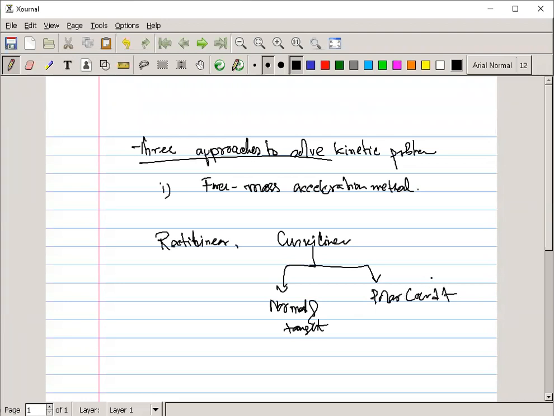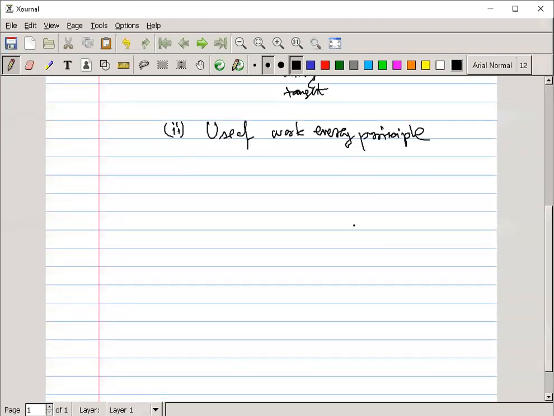So this is one technique. Another technique is the use of the work energy principle. Now, under this work energy principle, first of all you have to understand the definition of work energy.